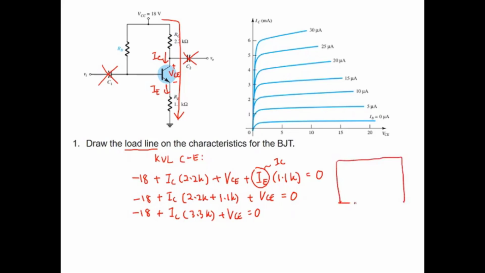You can use this one as long as you have the plotting points. How you do the plotting is, let's say you put it like this: this is the VCE, and this is IC. One condition is when VCE is 0. This is the first point. When VCE is 0, IC will be equal to 18 over 3.3K.